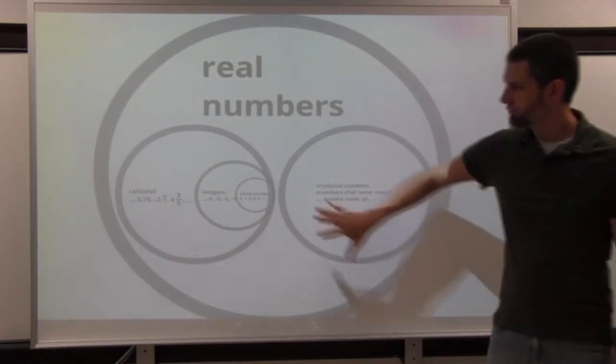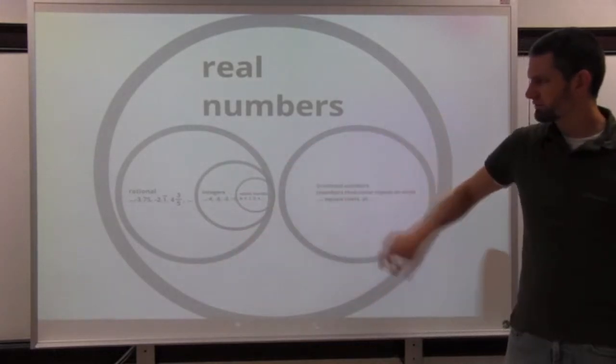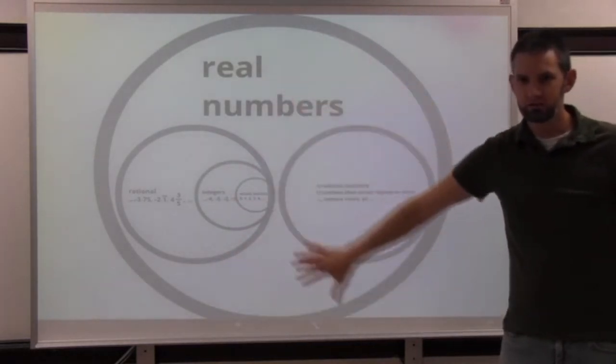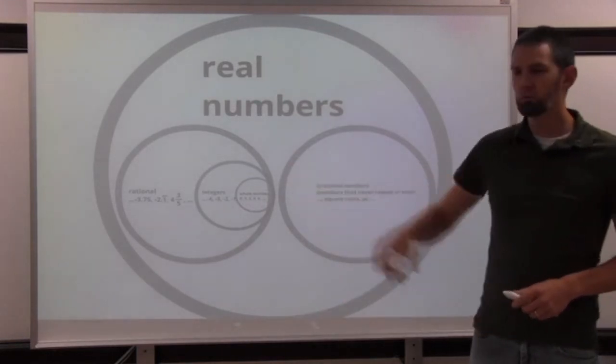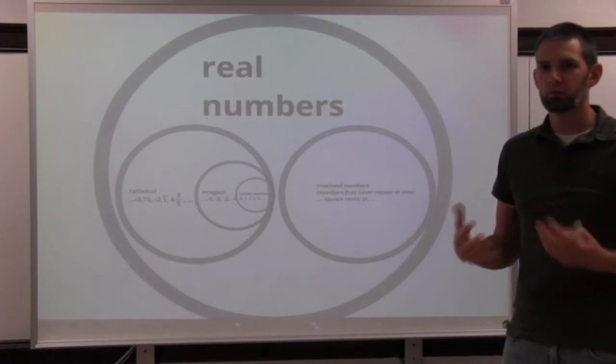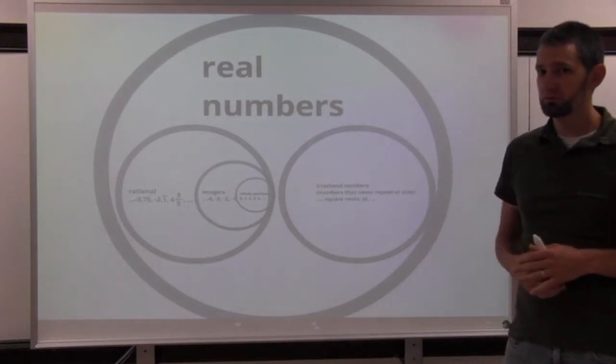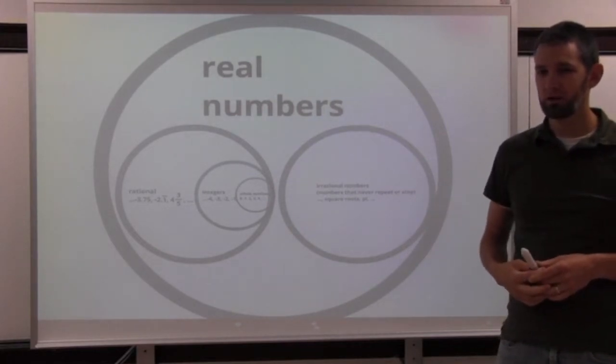Now, if you take all those rational numbers and all the irrational numbers, that's the entire set that we call real numbers. Every number that we're going to talk about is called a real number. Now, there are other types of numbers, but those are things that you learn about in the future.